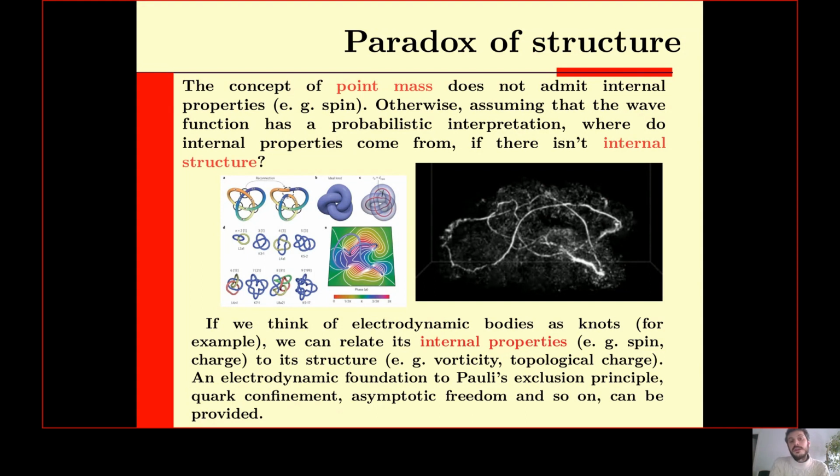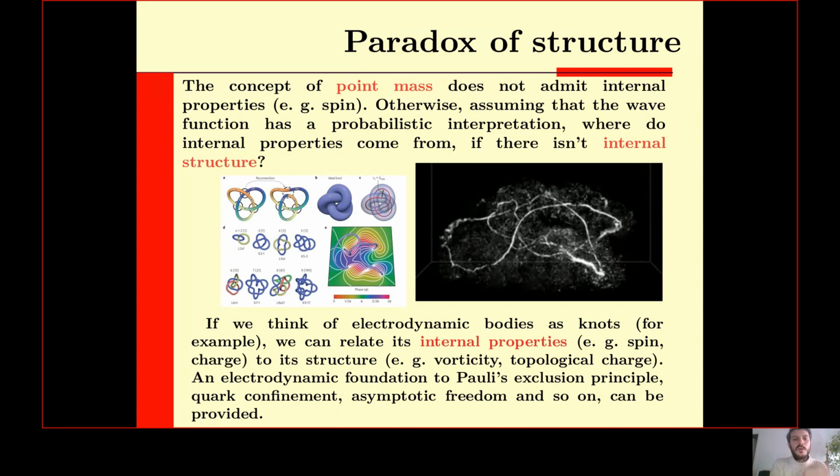In this sense, they must be regarded as some point mass. And the problem is that points don't have internal structure. And I wonder how particles not having internal structure can have internal properties, if we assume at least that the wave function has a probabilistic interpretation. So where do internal properties come from if there's no internal structure? What's the difference between two points?